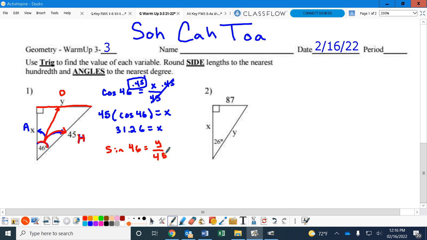Be careful, it's a side length. Just be careful, because I do that too, so I just want to make sure you heard me. Y over 45. You're going to get rid of that denominator, so you're going to multiply both sides by 45. The whole reason we do that is so we can cross that out. I've got to get the y by itself. To do it, I multiply both sides by 45. I rewrite it with the 45 times sine of 46 equals y.